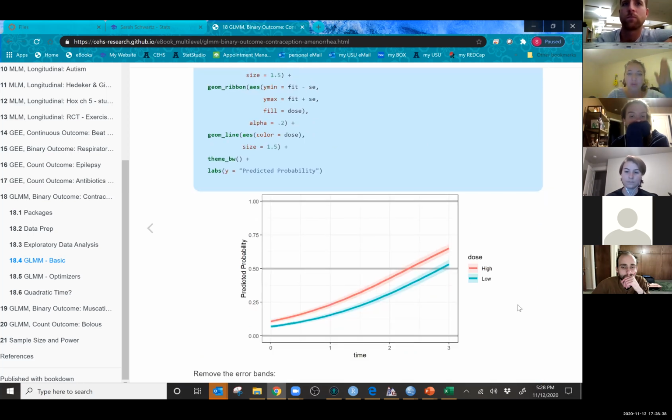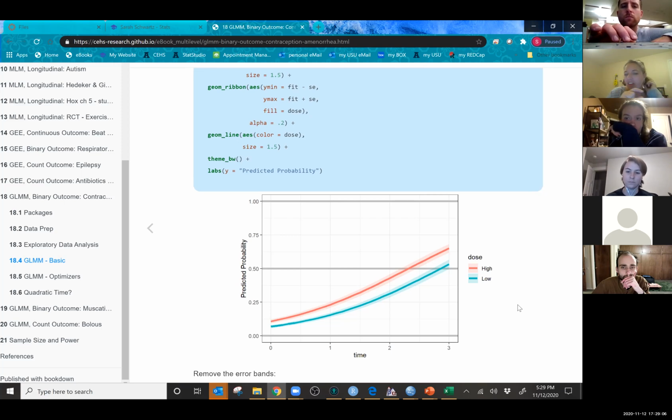So here we have the predicted probability of amenorrhea on the y-axis. On the x-axis, we have time going from 0, 1, 2, 3. And then we've got a line for high dose and a line for low dose. What happens to those chances over time? The chance goes up. And of the two groups, the high group is higher than the low group.